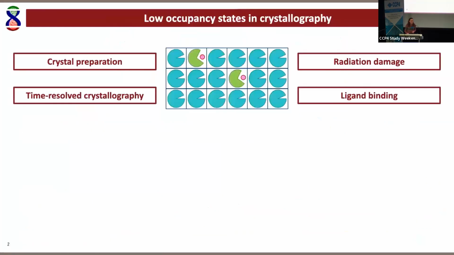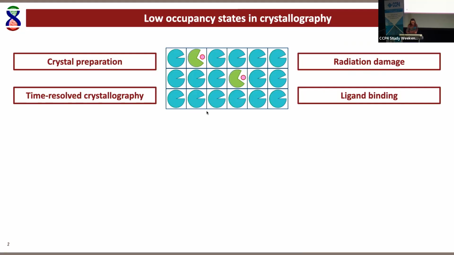So these low-occupancy states in crystallography can happen for several reasons. You could have done specific crystal preparation. You are maybe doing time-resolved crystallography. You may want to study radiation damage, or you're interested to know how your weak affinity ligand is binding to your protein.